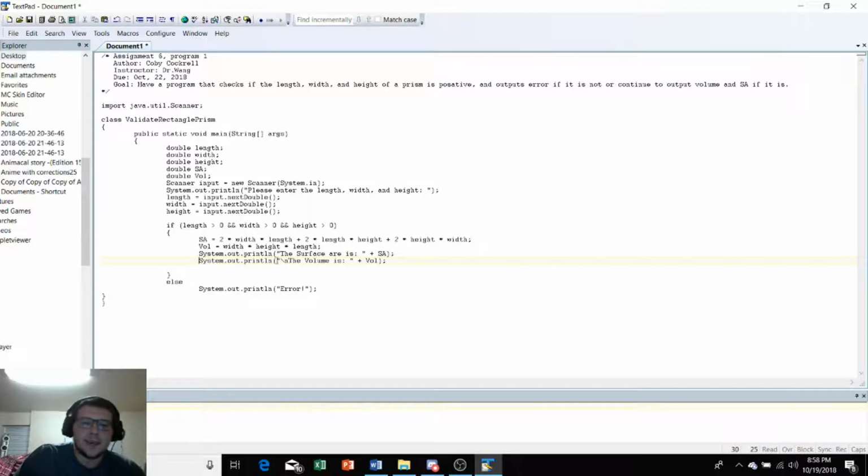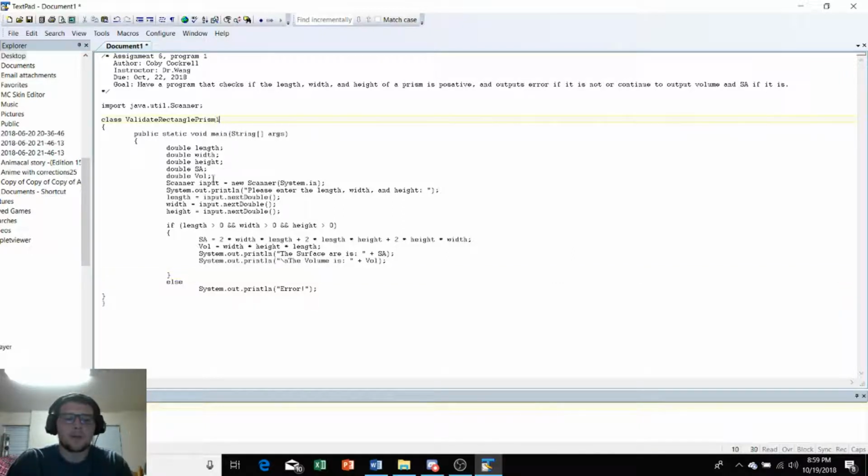Next, system.out.println. You'll notice here, what am I doing right here? \n. That's a new line. You're going to see what that does. It's literally just a new line before I print the volume is. Plus volume, as you can see, no format is needed, just vol. If all these are not greater than 0, then print out error. Alright? I think it's simple enough.